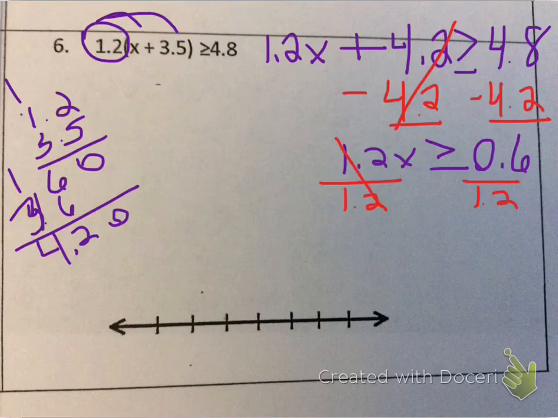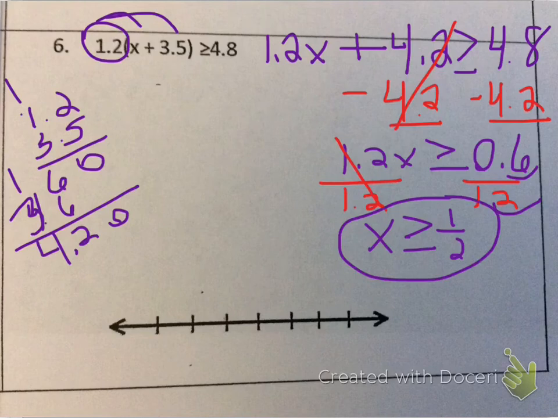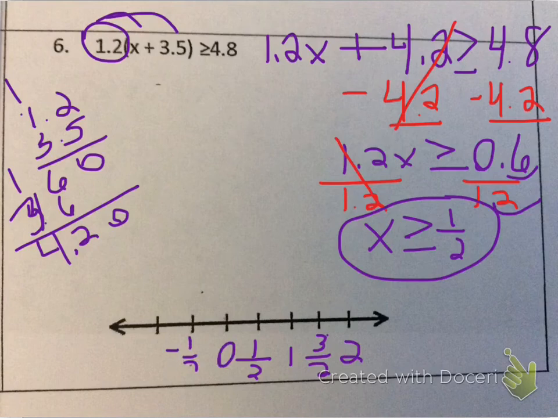I'm left with x is, I didn't divide by a negative, so my symbol stays. And we could just move this decimal out, make it 6/12, which would be 1/2. It's the easiest way to simplify that, right? Okay, so that's going to be 1/2. I'll make this 1, I'll make that 3/2, and that would be 2. And this would be 0, and this would be negative 1/2, and this would be negative 1. And that's greater than or equal to, so that is a closed circle, and it's everything to the right.